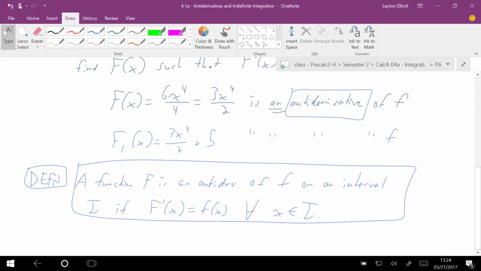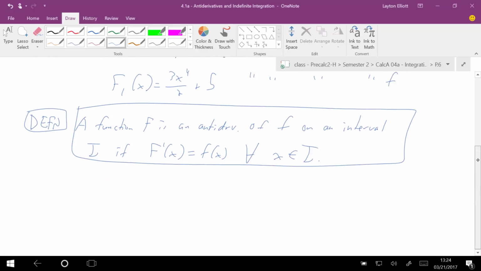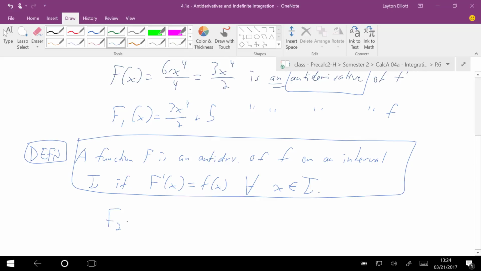So if I'm looking at functions that are not antiderivatives of the one we just did, I could make an f2 of x equals 3x to the fourth over 2 plus another x. And clearly you can see that that is not an antiderivative of f of x equals 6x cubed.